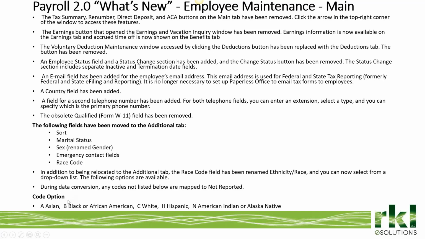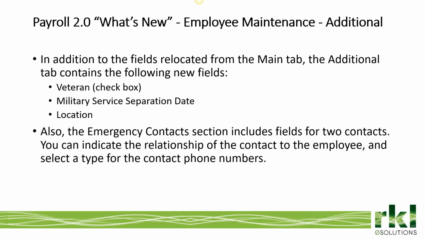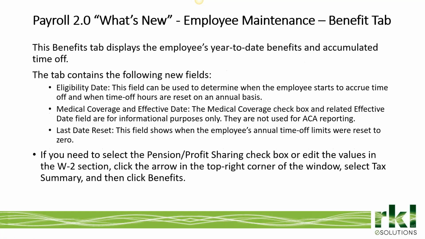Let's see. You also have code options for how you want to categorize, and those are optional. You can actually pick, I think, not disclosed, I think, is one of them as well. This is some extra information that's been added into the system and moved. Emergency contacts now is up to 2. I think it was only 1 before.